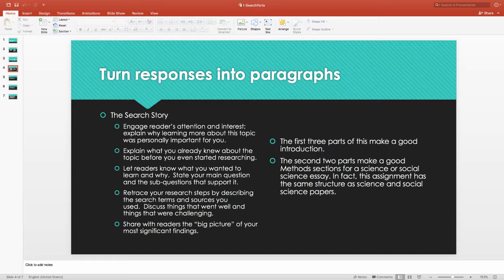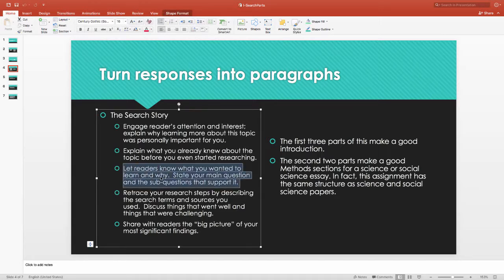State your main question and the sub-questions that support it. So this particular one right here, the answer to that is your thesis statement. And a thesis statement goes in an introduction. It often ends the introduction.